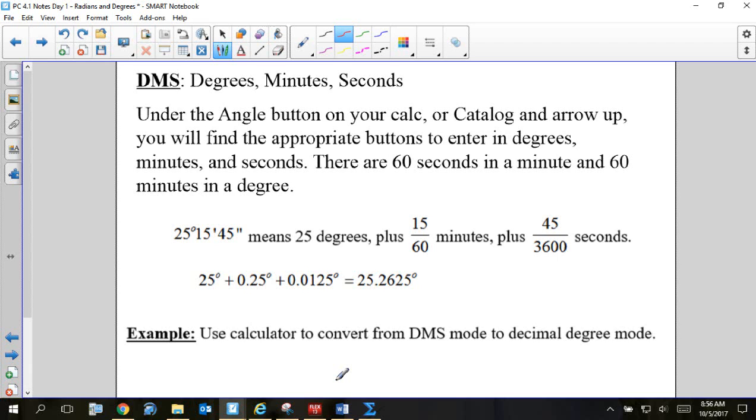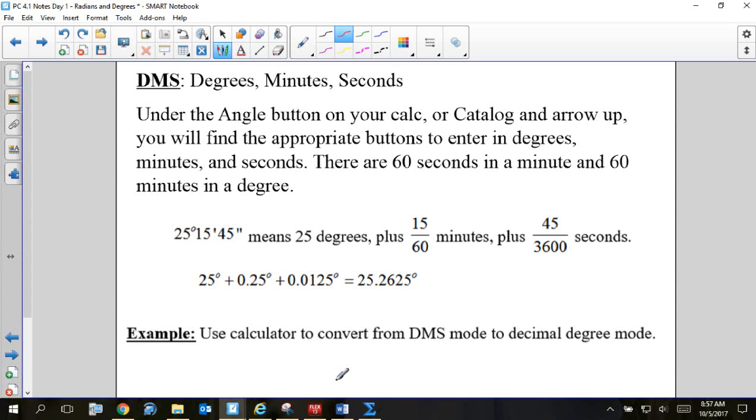So in the assignment, you're going to see some questions that look like this: 25 degrees, 15, and then there's an apostrophe, and 45, and then there's a quotation mark. Those are read as 25 degrees, 15 minutes, and 45 seconds. What minutes and seconds are is a fraction of a degree. But it's not in our normal base 10 where we have 0.5, which would be 5 tenths. It's in a different base, base 60.